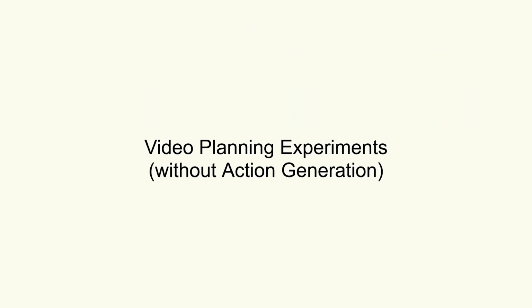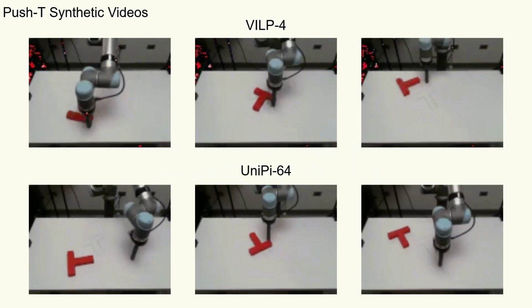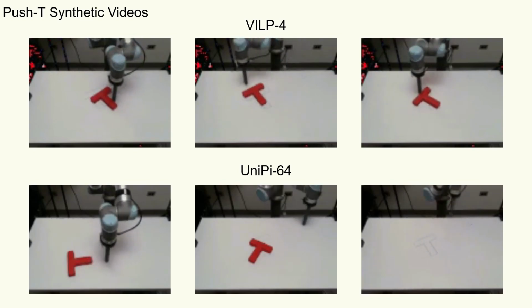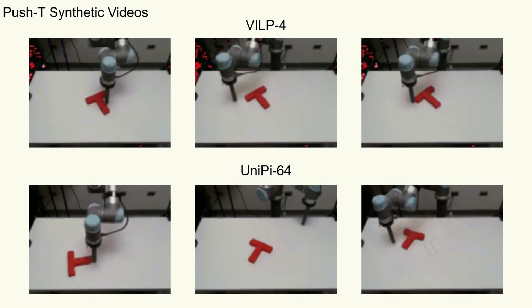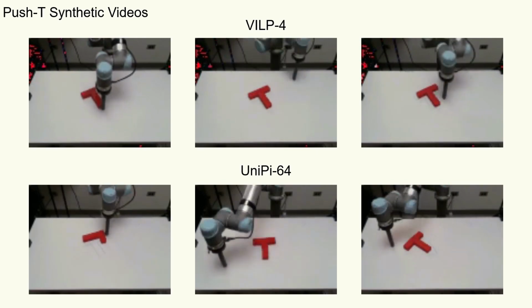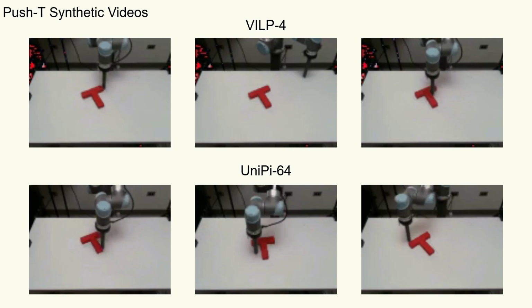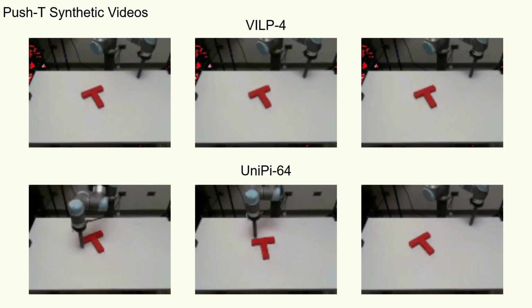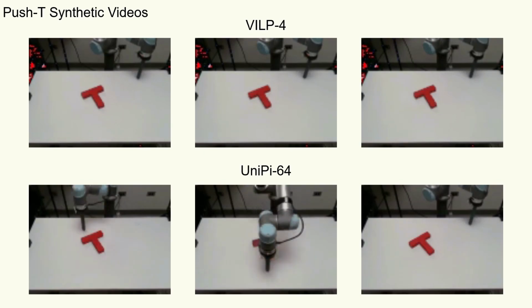In video planning experiments, we want to compare VILP with UniPy on the ability of video generation. We implemented VILP and UniPy across 3 video datasets. There is no action generation in video planning experiments. In video planning experiments, all test cases are not seen in the training dataset. Here, 4 and 64 represents the amount of denoising steps. We can see that VILP outperforms UniPy across time consistency and quality of the generated videos.